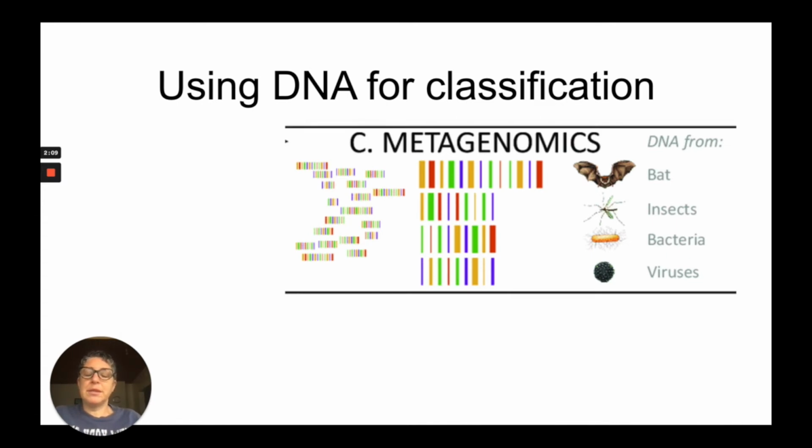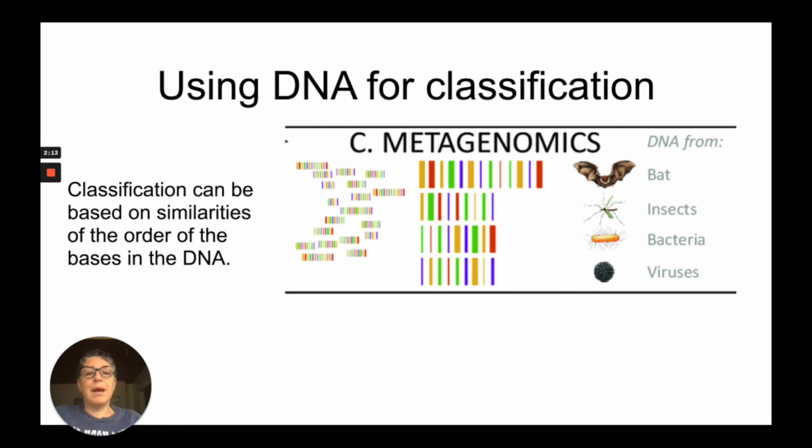So how do we use this DNA for classification? So basically what happens is we look at the order of the bases in the DNA. So organisms that are more closely related to each other are going to have order of DNA bases that are in the same order or more similar order of those bases, the A, the T, the C, and the G, represented by these colors here.